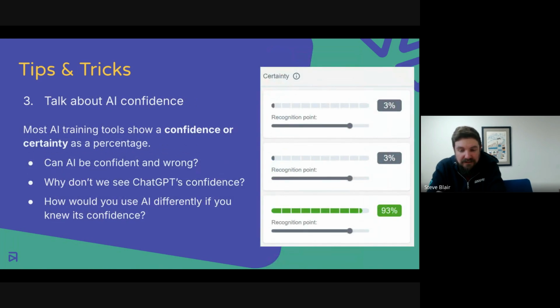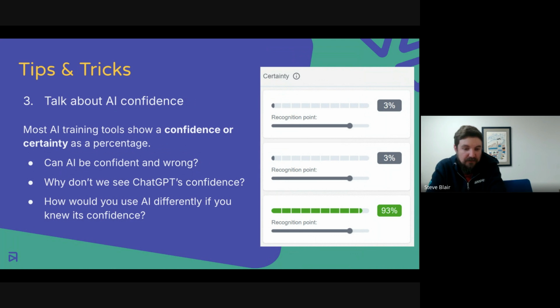And then number 3, another screenshot from the Microbit tool. This is how it actually recognizes in real time. As you're moving it, you've taught it all the gestures, and it gives you a percentage. This is confidence, or they call it certainty. We see it a lot in educational tools for AI, but we don't see it a lot in the commercial tools. I don't think I've ever seen ChatGPT say, here's your answer, Steve, but I'm only 40% confident.